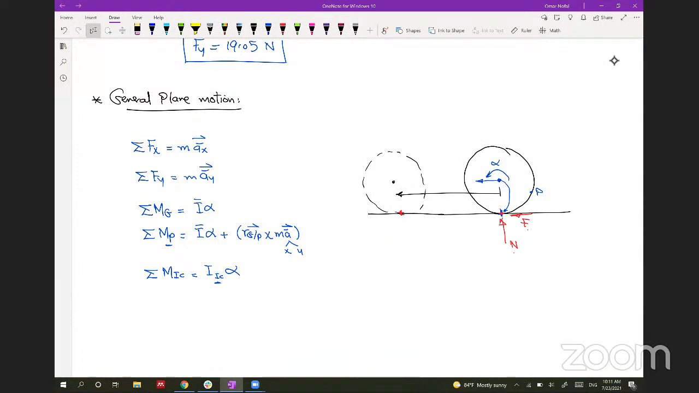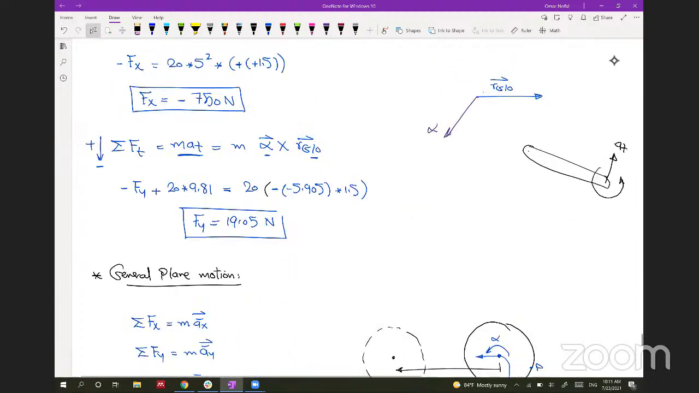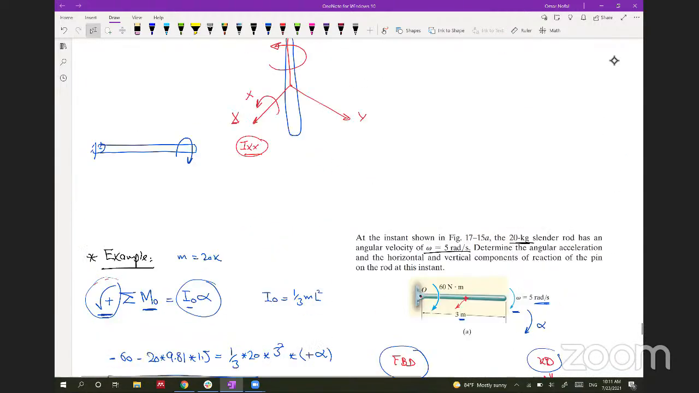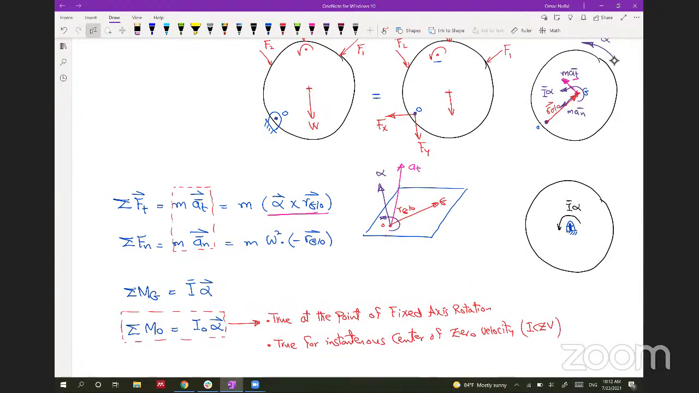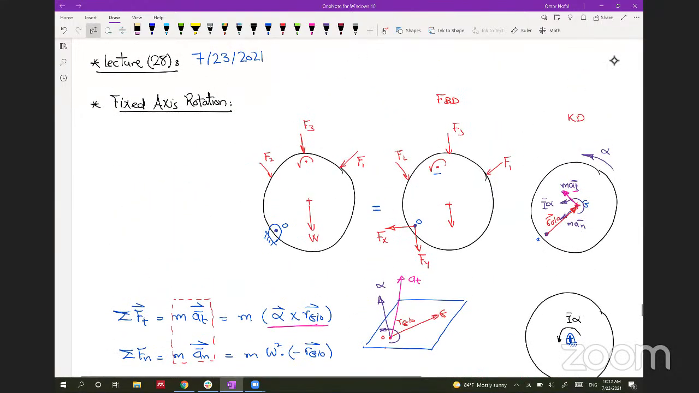I think there isn't much time to solve a problem. So on Monday I might start to solve 2 or 3 problems on rigid body Newtonian kinetics for general plane motion, and finish this chapter. Does anybody have any questions on the general plane motion or rigid body translation? Okay, I think you guys are good to go to start your quiz.